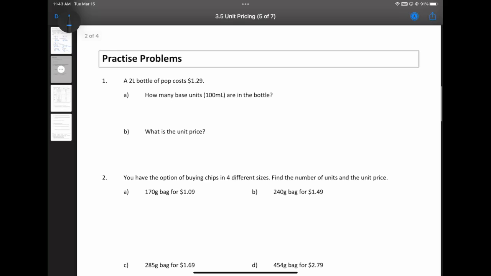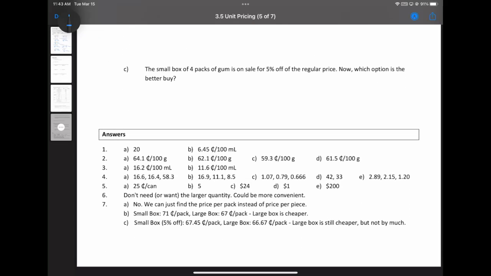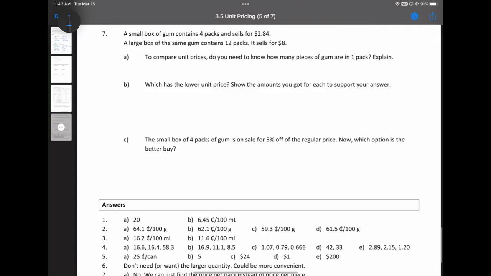Some practice problems there. Give them a shot. If you need my assistance, let me know. Otherwise, the answers are at the bottom of the sheet. Hopefully they're correct. And yeah, good luck. Let me know if I can help you.